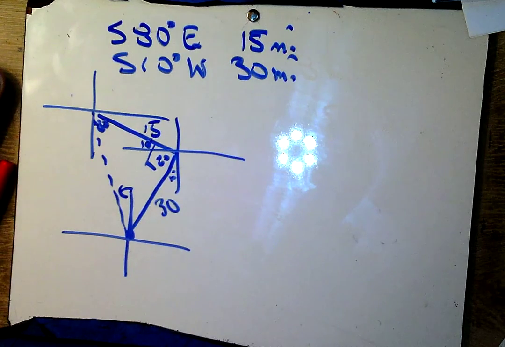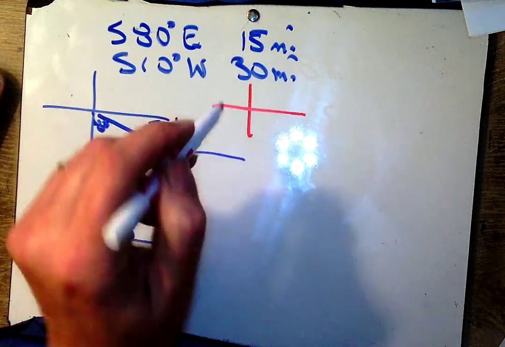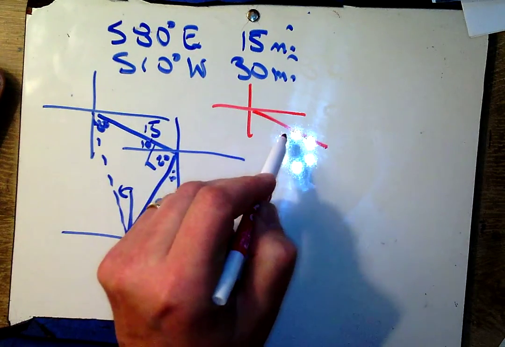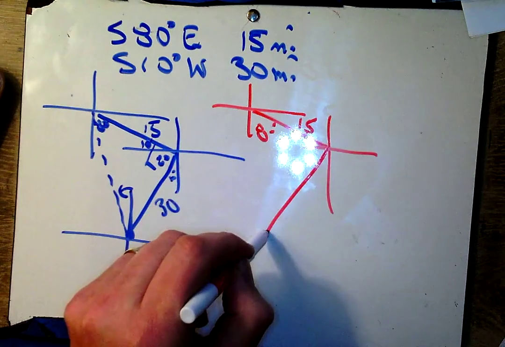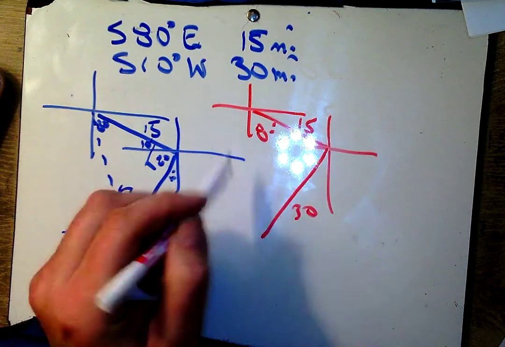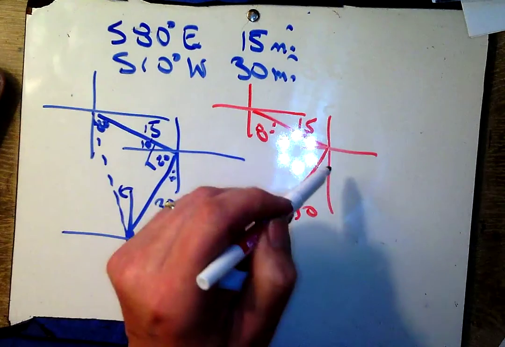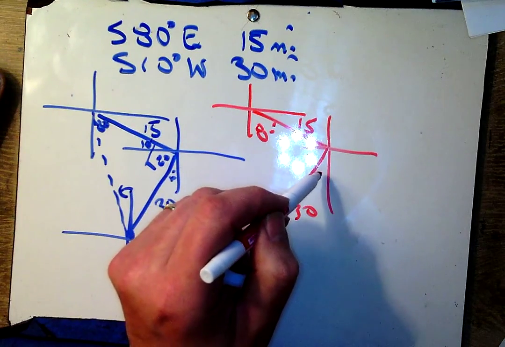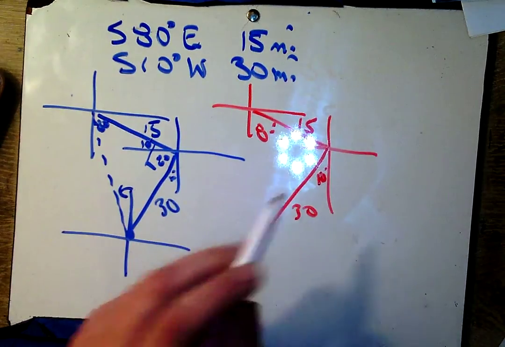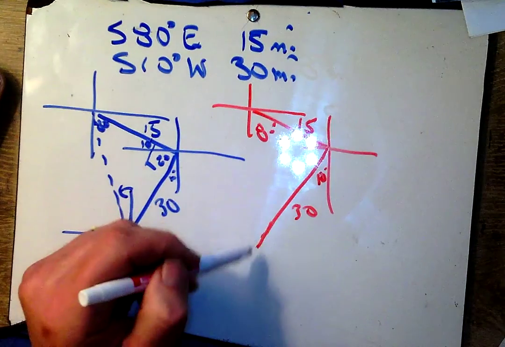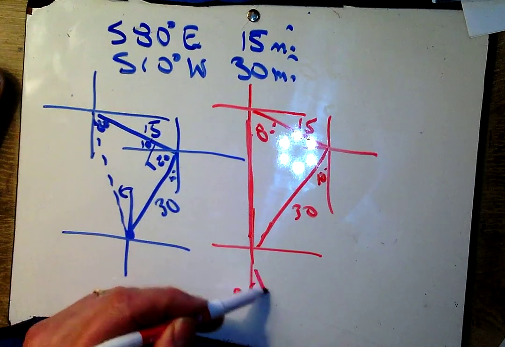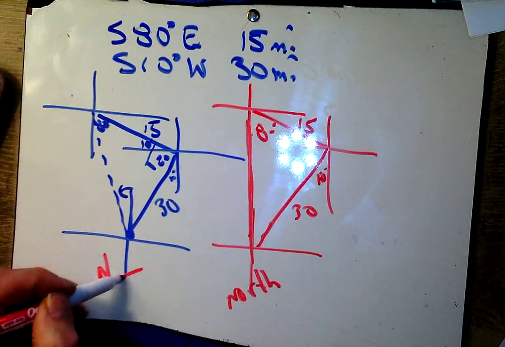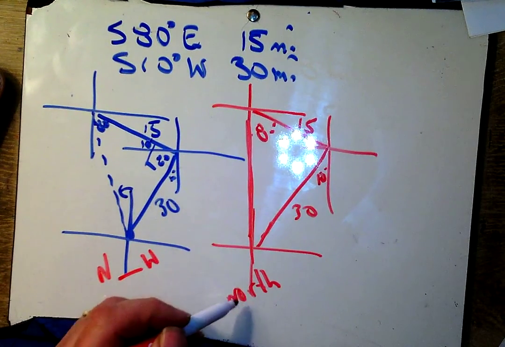Unless you draw the picture this way. What if you drew this picture? Okay, you went 80 for 15. You got here, and you went here, 30. This one was 10. Okay, so we draw that picture, and now the bearing home, just go north. So this will be north something west. This will be go straight north.